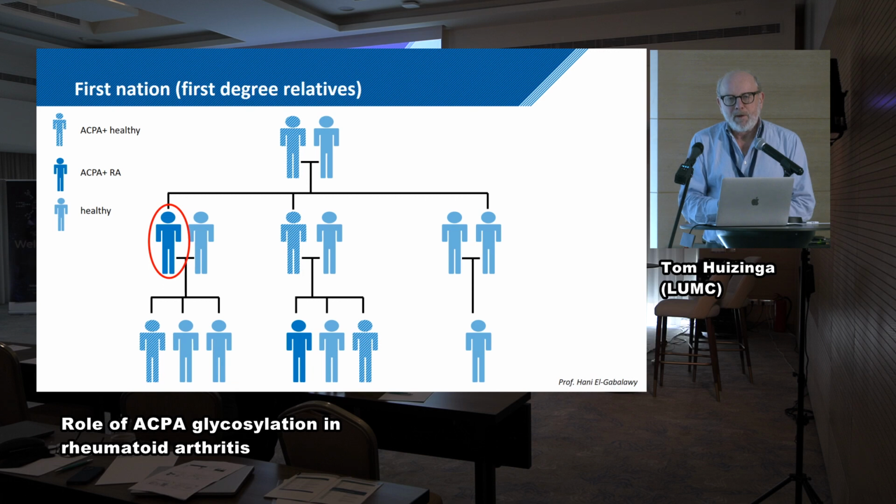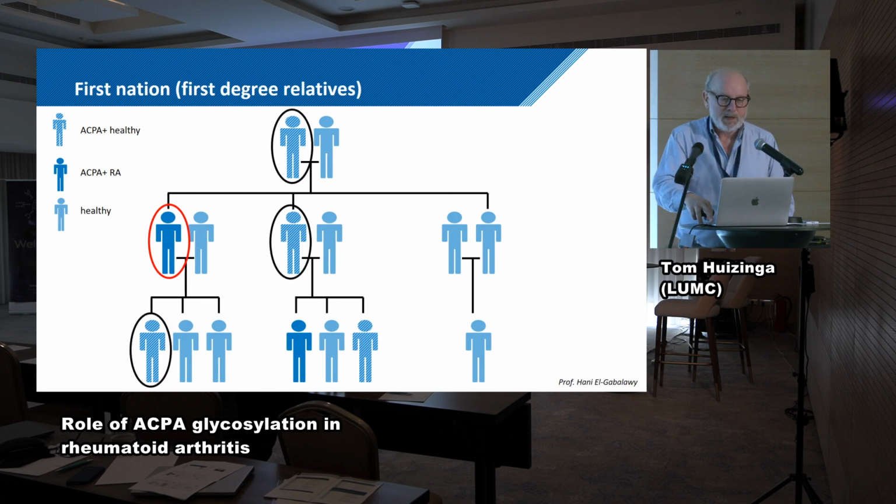So we are very lucky to collaborate with Hani El Kabalabi, who lives in Canada, and he has this beautiful cohort of people. In those people you have healthy people, healthy people who are ACPA positive, and RA patients who are also ACPA positive, over time. So this was a nice cohort for us to follow prospectively to see if these patients who have ACPA develop RA over time. That's what we actually did.